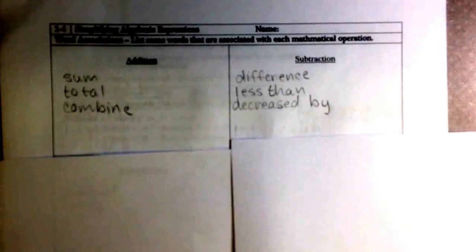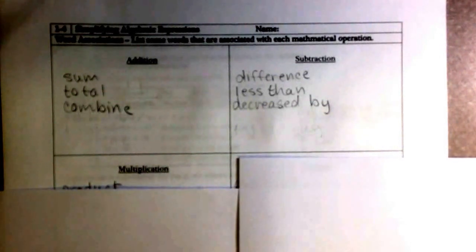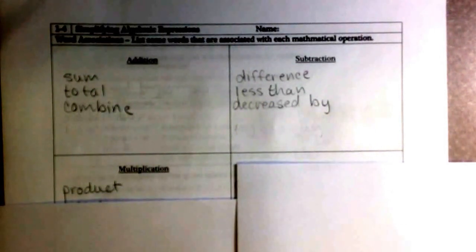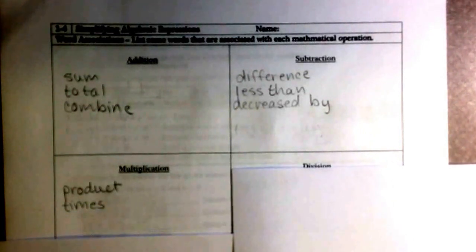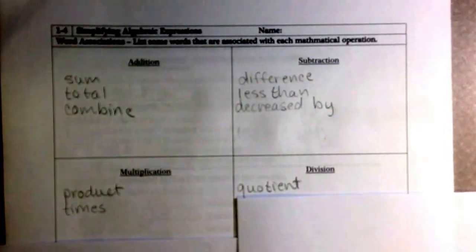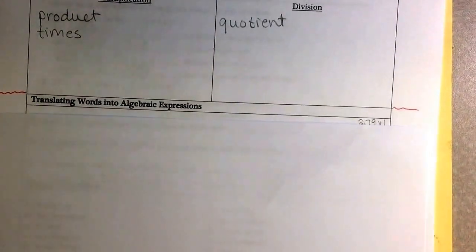and then let's go down to multiplication. We can use product, times, and division, one would be quotient. Now there are other words that you can use for those operations, but those are just a few examples. And now we're going to translate words into algebraic expressions. So I have a couple of examples down here I'd like you to look at.